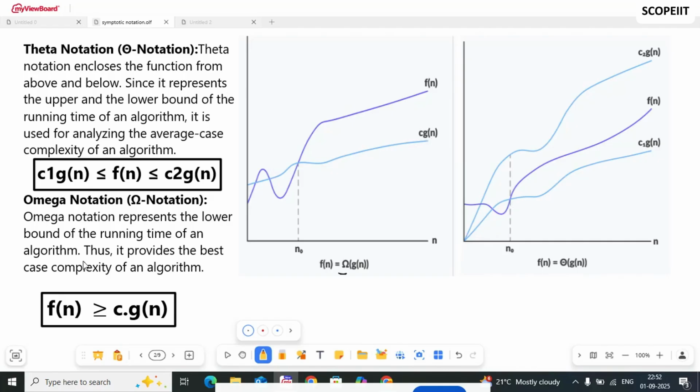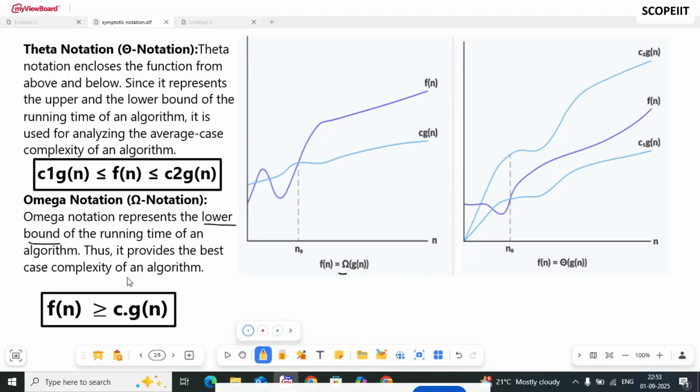Now, what is omega notation? Omega notation represents the lower bound, just as worst case represents the upper bound. Otherwise, the definition is the same. Just there it is upper bound, here it is lower bound. Thus, it provides the best case complexity of an algorithm.